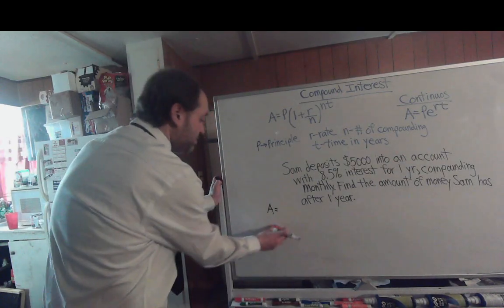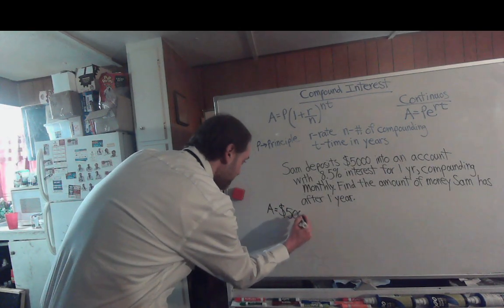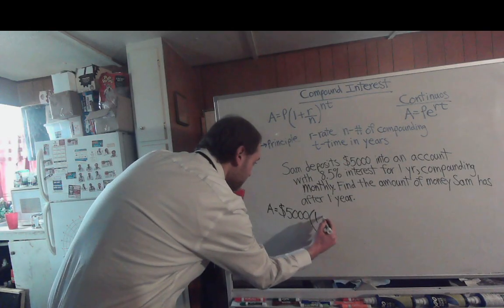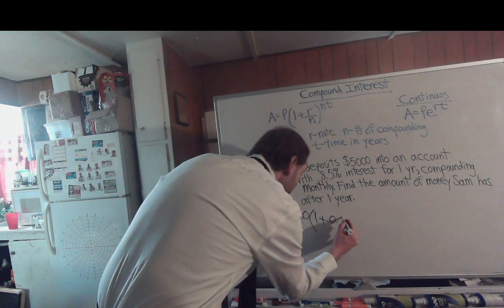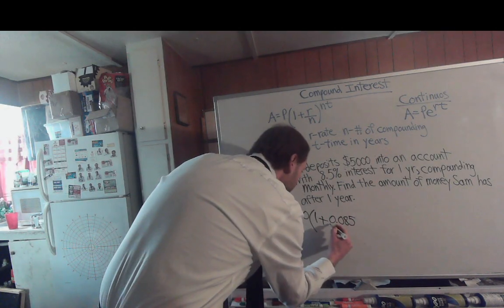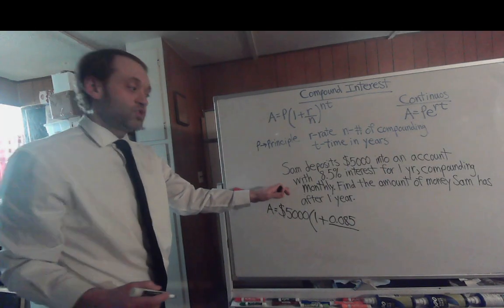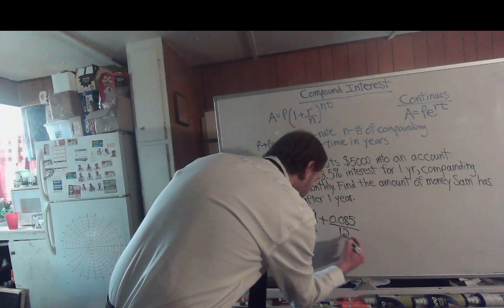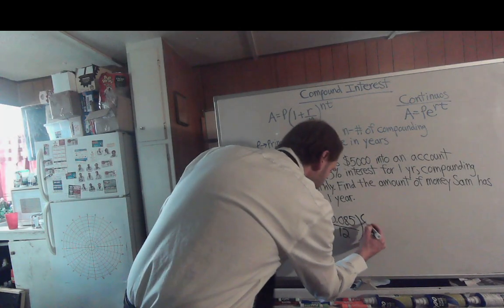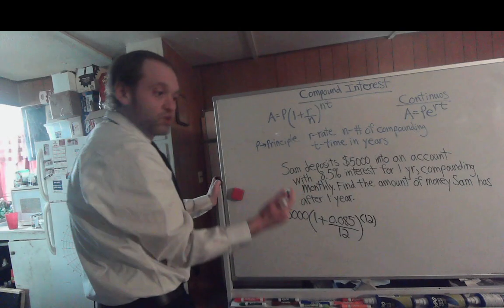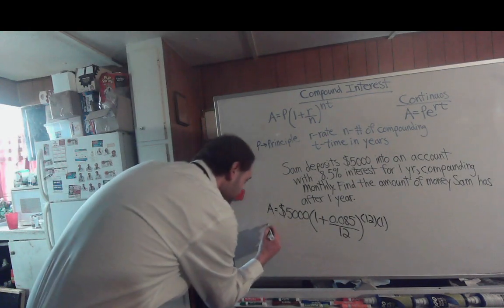Of course, the amount is going to be the principal, which is that $5,000 he deposited, times that 1 plus the rate is 8.5%, so that'd be 0.085 divided by the number of compoundings. Well, if it compounds monthly, that means there are 12 compoundings in the year. Then again, the n is the number of compoundings, so this will be to the 12 times the t, which is 1 year. So we can simplify this now.